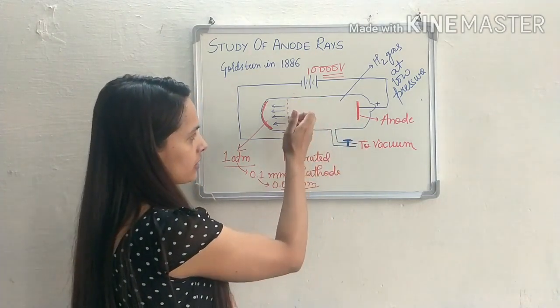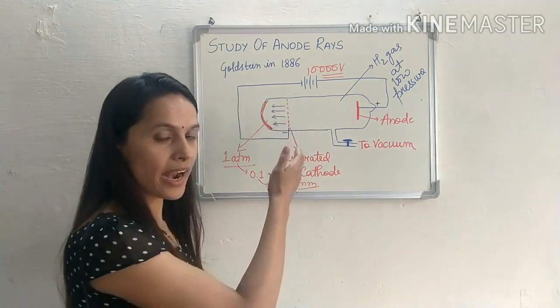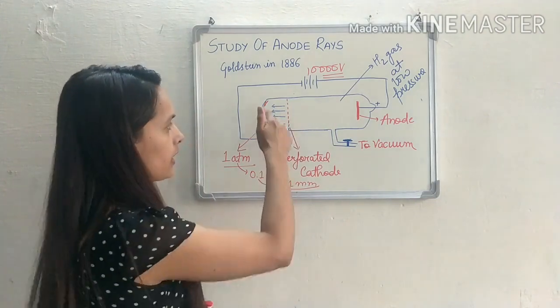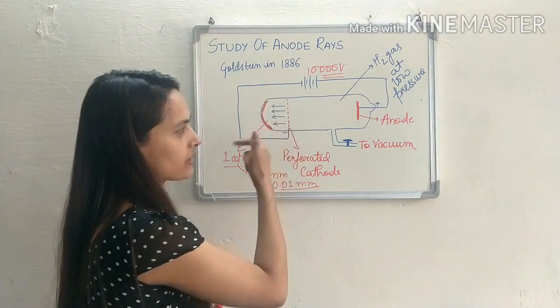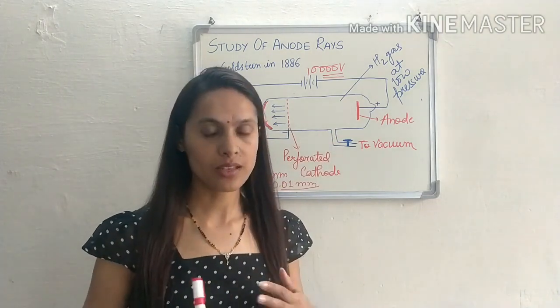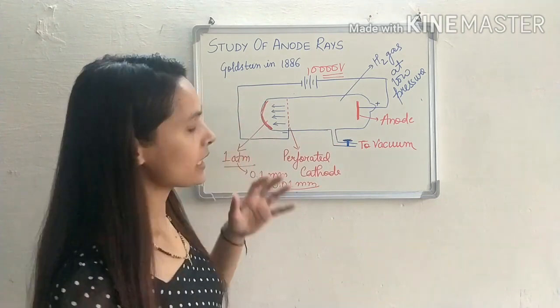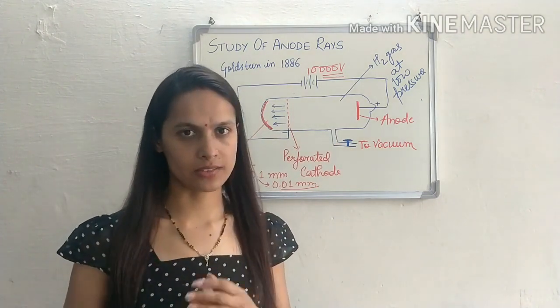Then they penetrate the cathode. They come out from the holes of the cathode and make a green fluorescence color on the wall which is present behind the cathode. It means some rays are coming from the anode. So he named those rays anode rays.